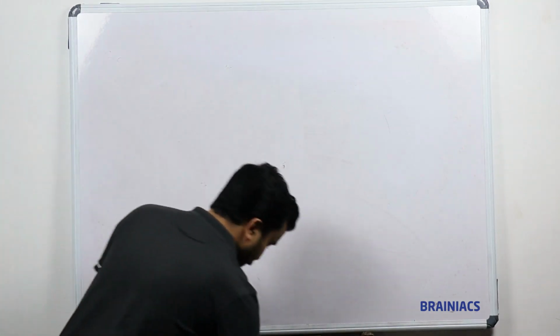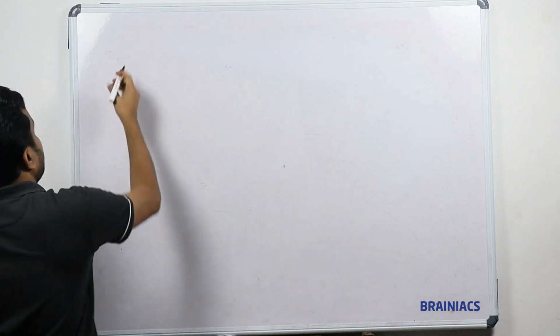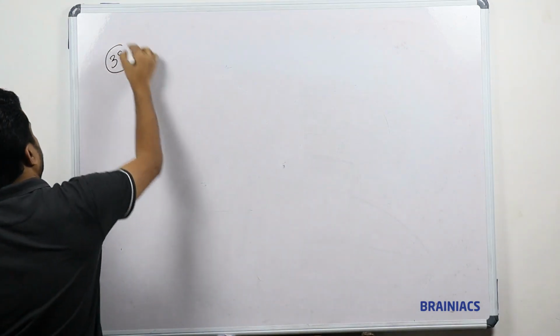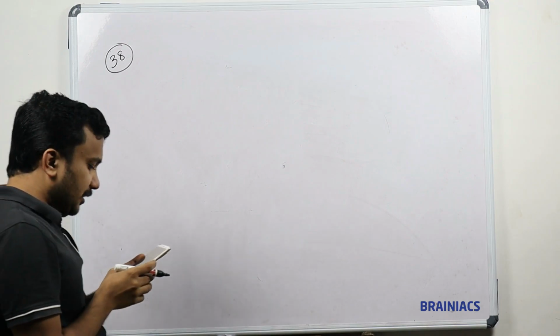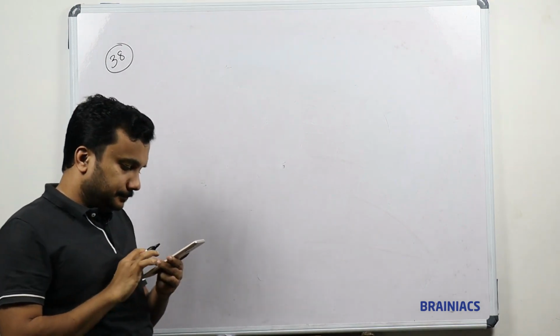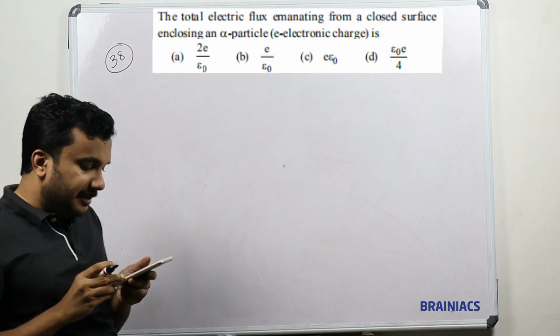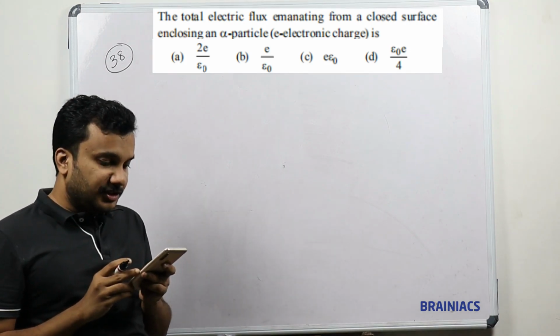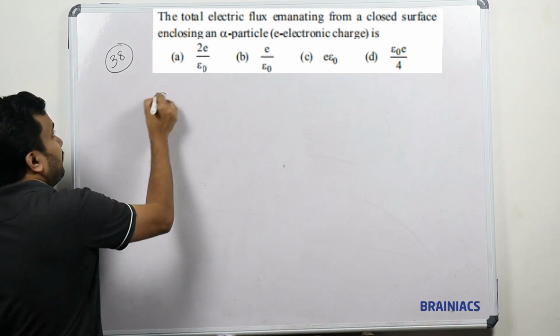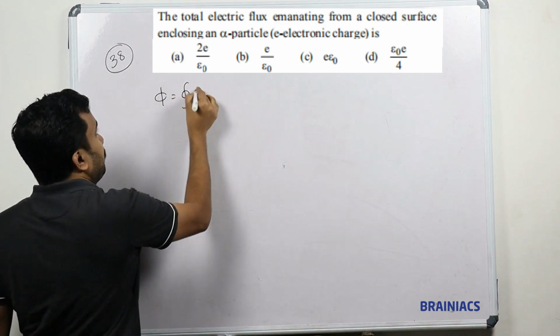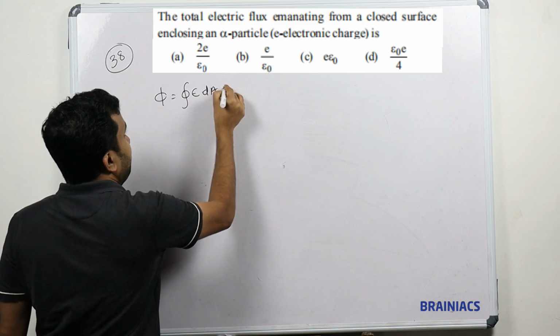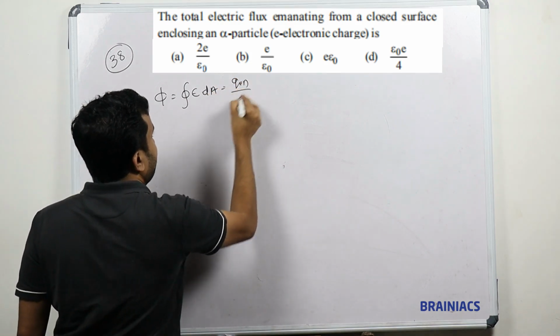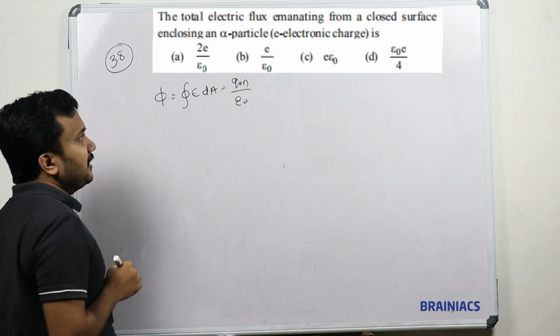38, we'll see what 38 is speaking about. Total electric flux emanating from a closed surface enclosing an alpha particle, e is the electronic charge. Total flux will be equal to, as I told before, closed integral E dot dA will be equal to Q enclosed divided by epsilon 0. e is the electronic charge.